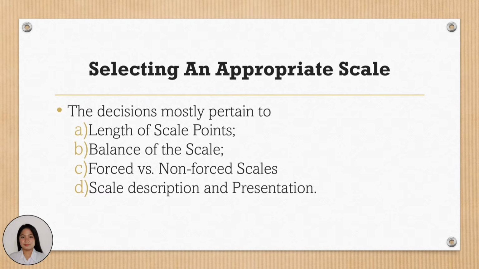Di rin nagtagal, nag-suggest din yung mga researchers na mag-set na lang ng appropriate length anywhere between 5 to 9 scale points. Next is the balance of scale. And in most cases, researchers developed balanced scale wherein favorable and unfavorable categories are equal. However, sometimes unbalanced scales are also used. Researchers must take extra precautions in analyzing unbalanced scales.